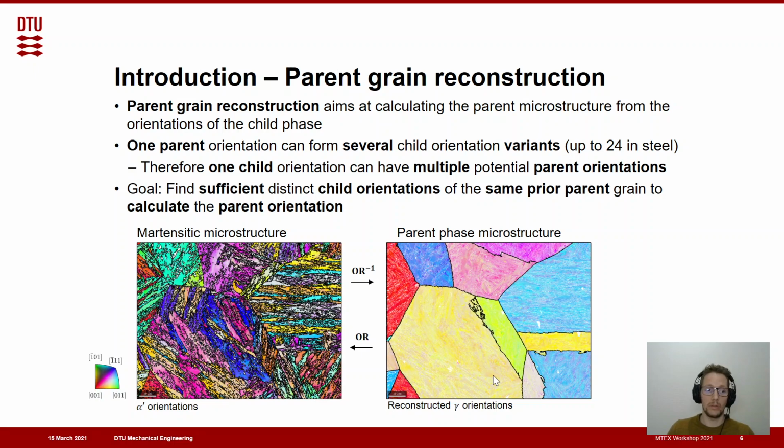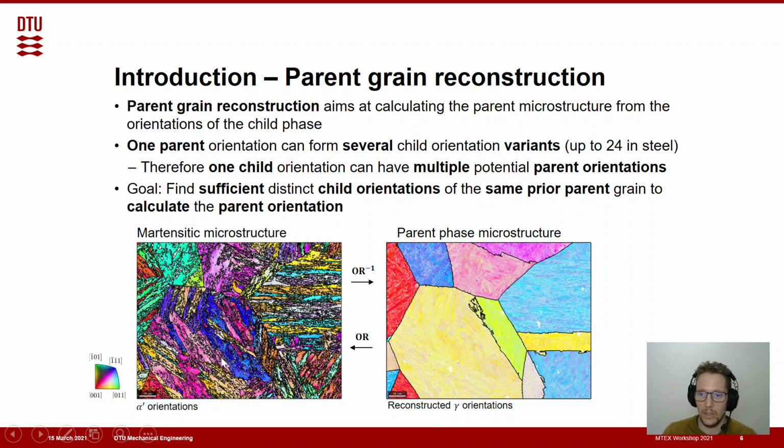So let me now, after having given an introduction to martensite formation, talk a little bit about parent grain reconstruction. Parent reconstruction aims at calculating the parent microstructure from the orientations of the child phase. So we can see here that we have a microstructure of child grains. This is lath martensite, alpha prime.